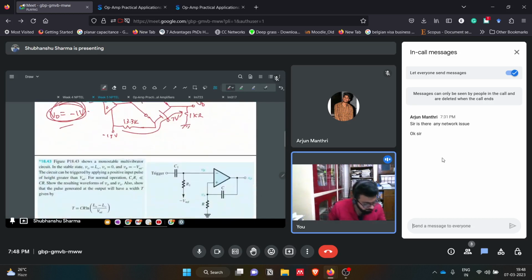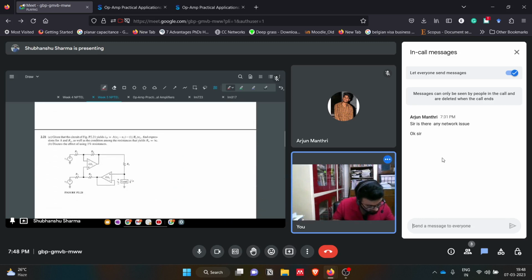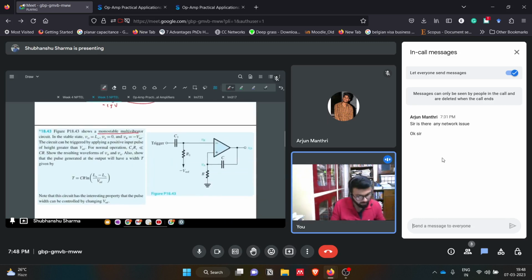So we have 12 more minutes, so we can solve this question. This is based on the monostable multivibrator. Just go through this quickly, I'll solve this question. I had one more question also, but we won't be able to solve that. Okay, we'll solve this.